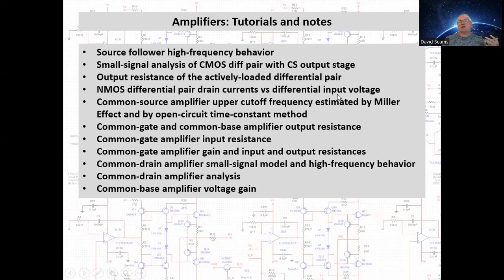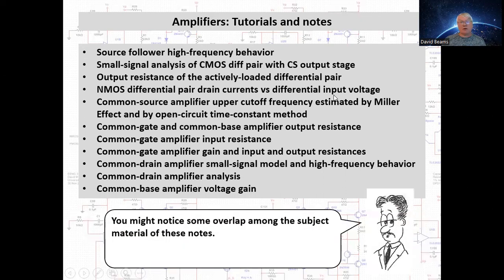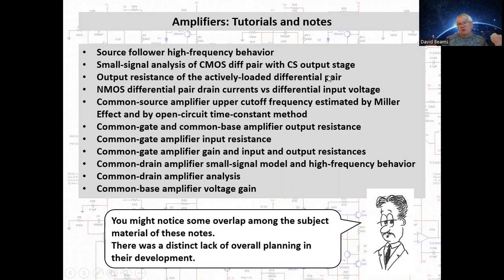You'll notice from the names of some of these tutorials and notes that there's some significant overlap in the subject material. That's because they were created at various times in kind of an ad hoc manner as I needed them as teaching materials. And so, yeah, there was a distinct lack of overall planning in their development. So there is some overlap, but that's all right.